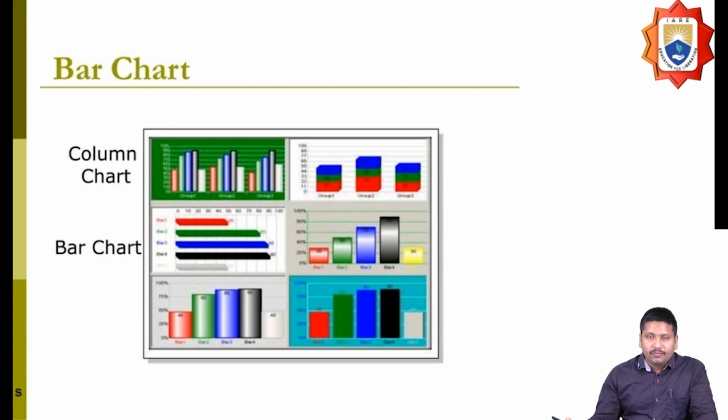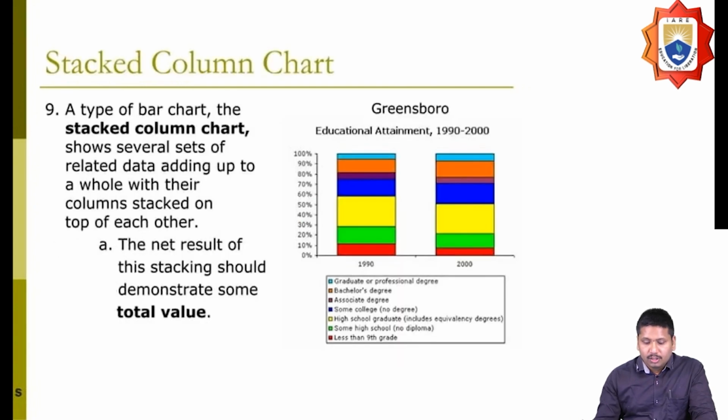So these are the different views of bar charts, like the column chart and the bar chart, where you can represent data vertically and also show it horizontally. Within the stacked bar, each bar is going to show different types of values for a particular parameter.